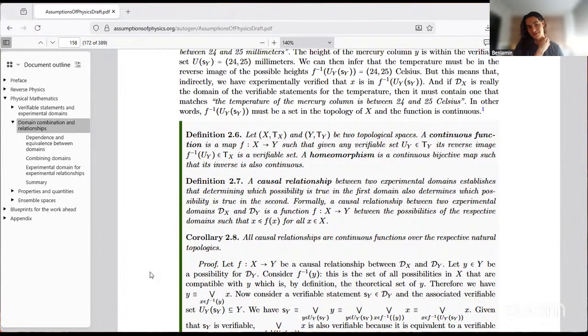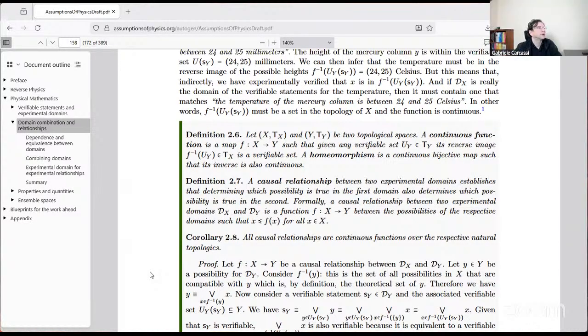Definition 2.7. A causal relationship between two experimental domains establishes that determining which possibility is true in the first domain also determines which possibility is true in the second. Formally, a causal relationship between two experimental domains, DX and DY, is a function f from X to Y between the possibilities of the respective domains, such that x is narrower than f of x for all x in X.